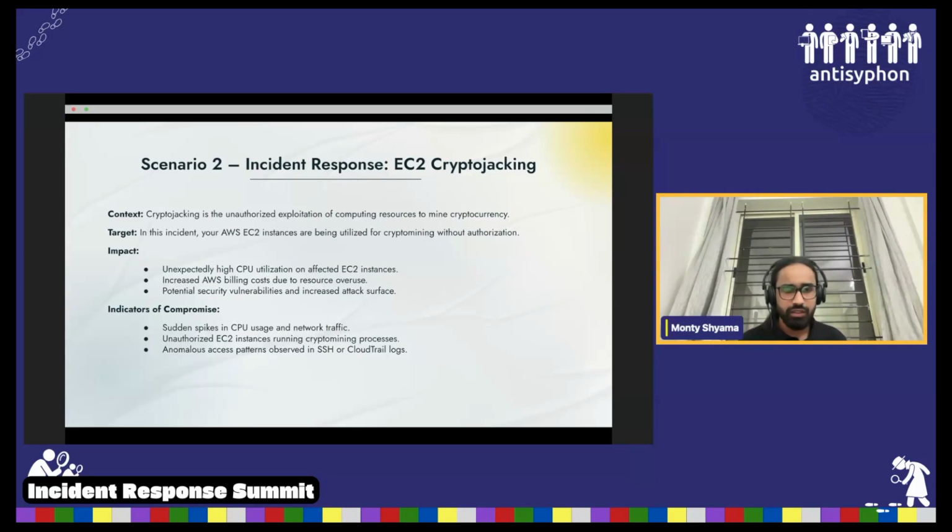So what are the indicators of compromise for EC2 cryptojacking? Of course, it is a sudden spike in CPU usage, and unauthorized EC2 instances running the crypto mining process. So you get a dump of all the processes running on the EC2 instance and figure out the anomalous process. CloudTrail and SSH logs also prove beneficial in analyzing any anomalous access patterns in case of EC2 cryptojacking incidents.